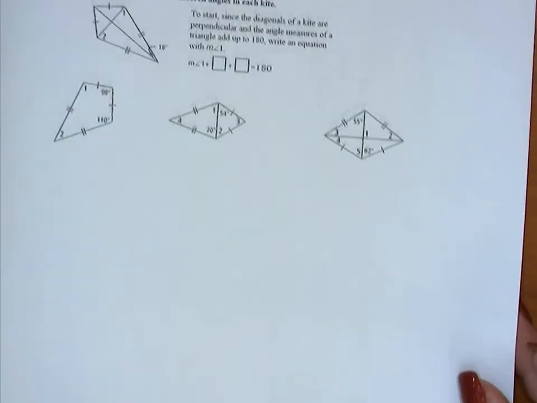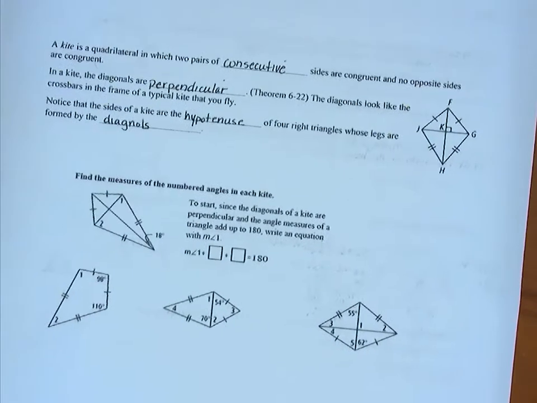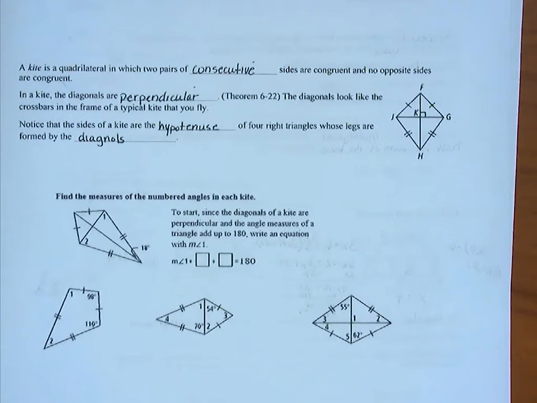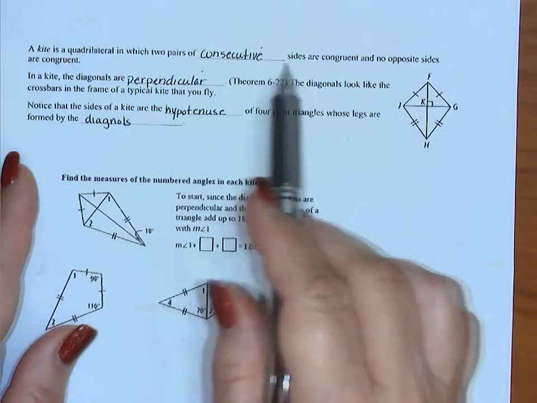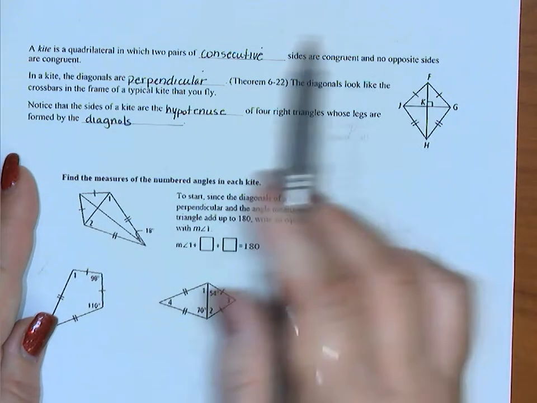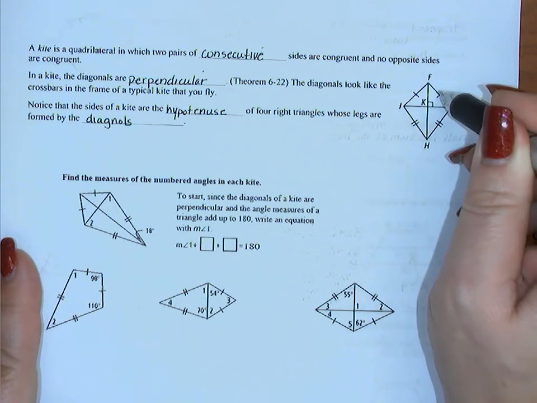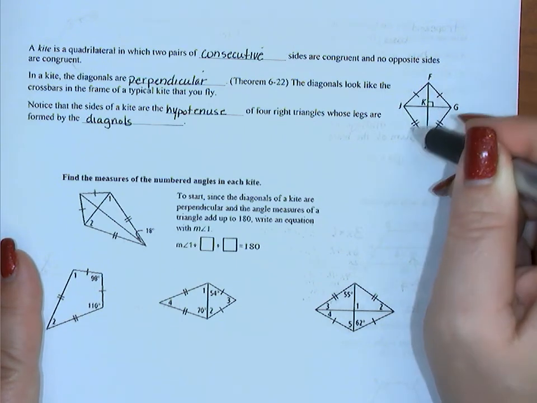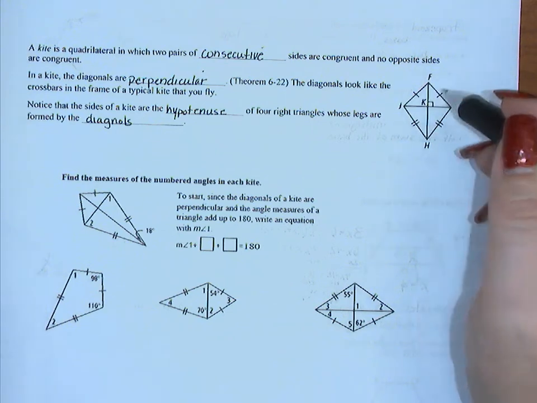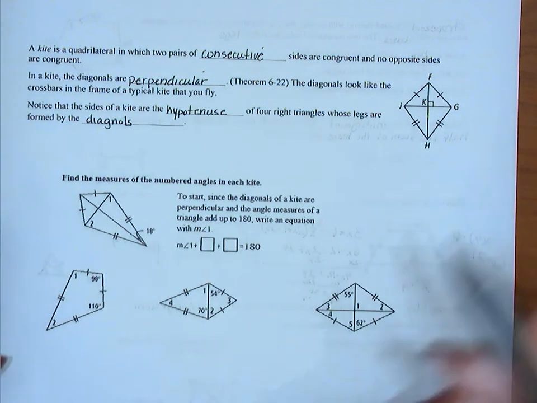Okay, the next thing we're looking at are kites. Kites are quadrilaterals in which two pairs of consecutive sides are congruent and no opposite sides are congruent. Consecutive means in order. So these two are congruent. These two can't be congruent because these are opposite sides. So it prevents this from becoming a square or a rhombus.